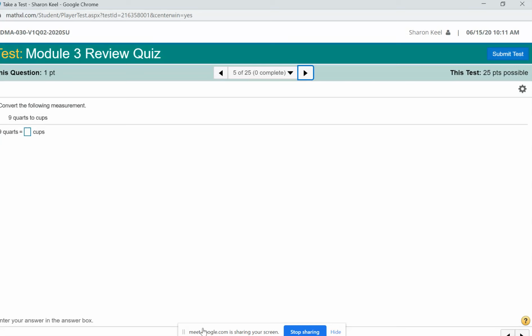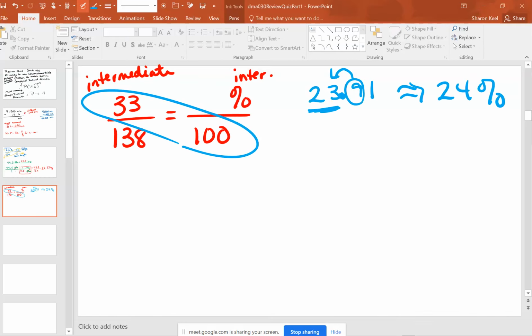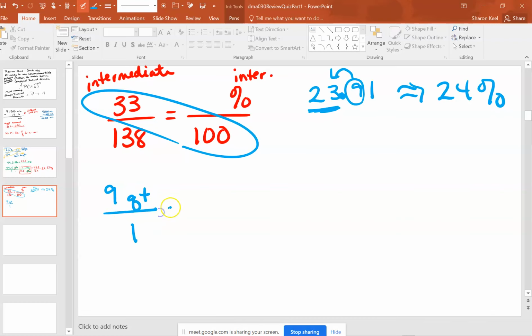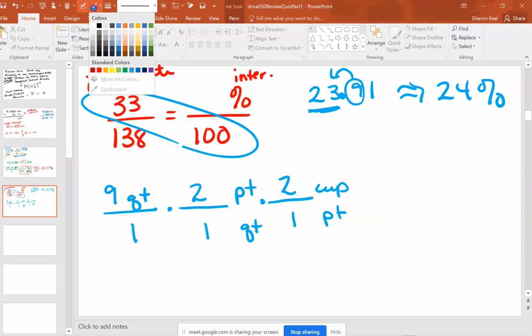Convert the following measurement, 9 quarts to cups. We're going to convert 9 quarts to cups. So we're going to put quart over 1. Now we have to remember, however, there's a size between a quart and a cup. There's a pint. So we've got to stair step this one down. And when you look at the conversion chart, you would find that 1 quart is 2 pints and that 1 pint is made up of 2 cups.